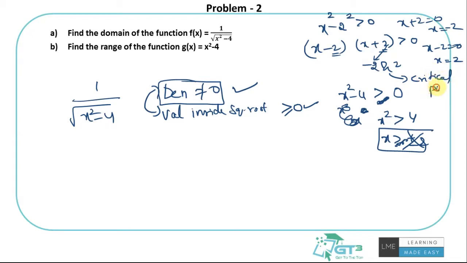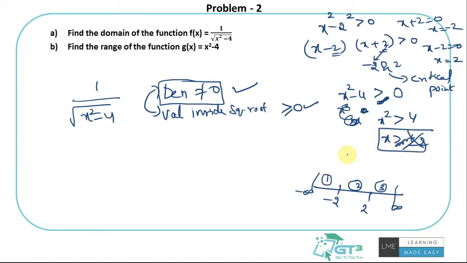Critical points are the points for which this expression will be 0 and the sign of the whole expression will change. So minus 2 and 2, from minus infinity to infinity, this is one zone, this is another zone, and this is another zone. In these three zones, one of them will be positive, then negative, and positive. You'll see alternating signs like that. So I just need to figure out in at least one zone what the sign is, okay?